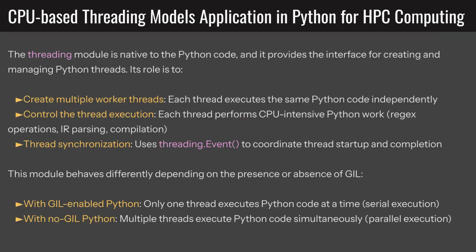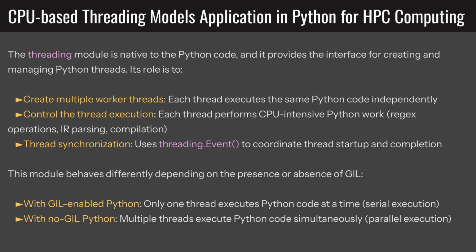The threading module is native to the Python code, and it provides the interface for creating and managing Python threads. Its role is to create multiple worker threads, whereupon each thread executes the same Python code independently, to control the thread execution, in which case each thread performs CPU-intensive Python work, and to handle the thread synchronization to coordinate thread startup and completion.